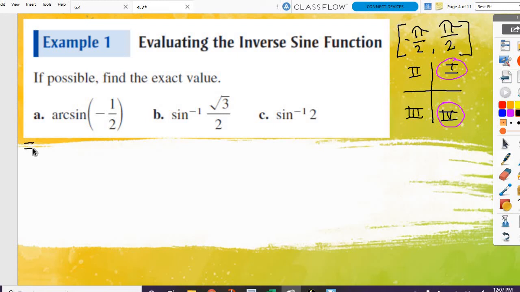So let's think about just our first quadrant, right? It would be positive. If we just looked at the positive 1/2, which of our first quadrant angles gives us a positive 1/2 for sine? Well, we know it's not pi over 4, because that's square root of 2 over 2, right? 30 degrees. So what is that in radians? Pi over 6.